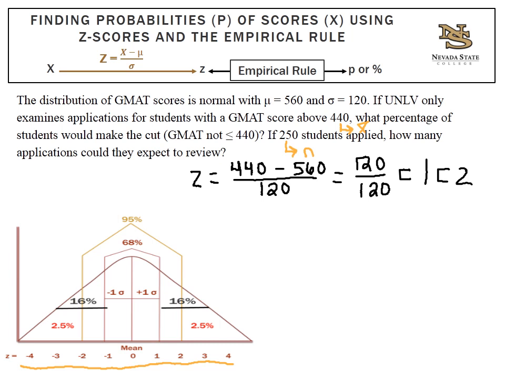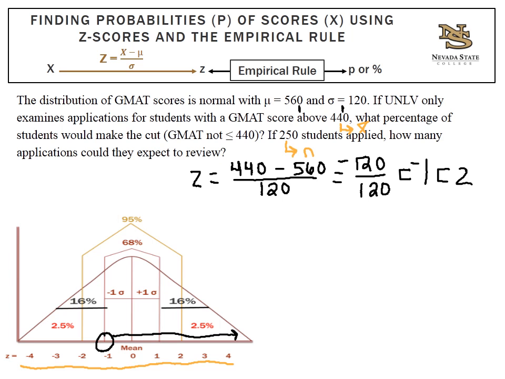So if we look at this table, this graph, somebody with, and actually I screwed up, this is negative. Look at this, negative, negative, which makes sense, right? Because 440 is below 560. So we've got a -1 right here. Somebody with a score of 440 would be there, and we want to know what percentage of students would make the cut, right? Well, there's two ways that we could figure that out.